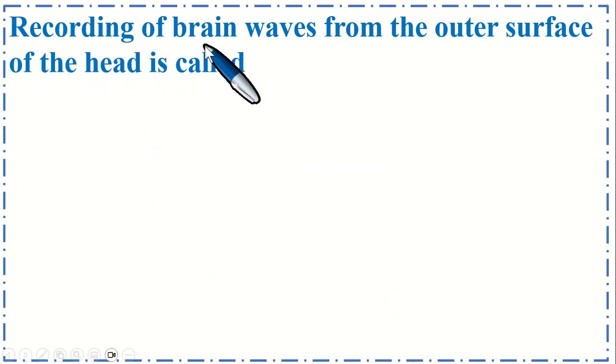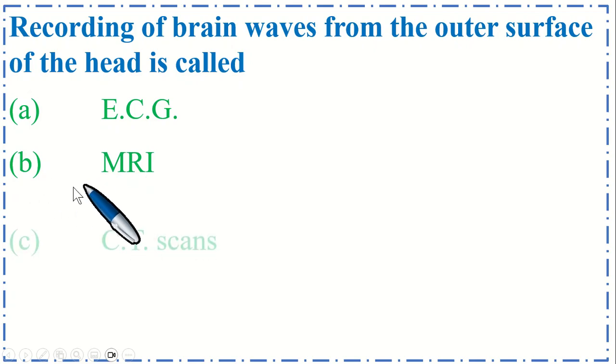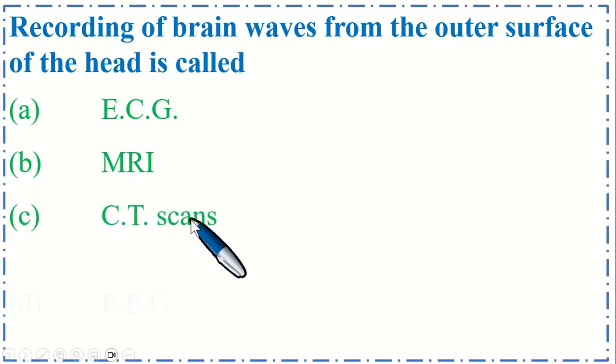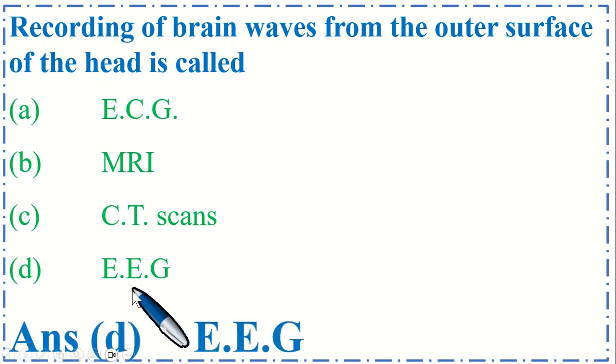Recording of brain waves from the outer surface of the head is called option A, ECG. Option B, MRI. Option C, CT scan. And option D, EEG. So the correct option is D, EEG.